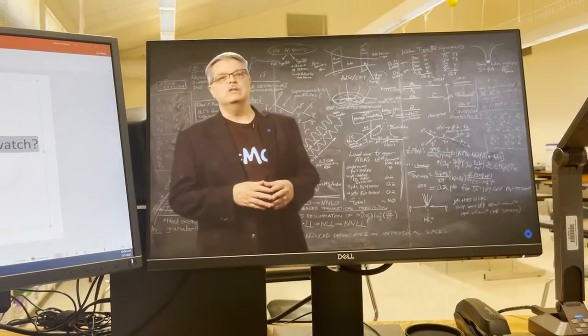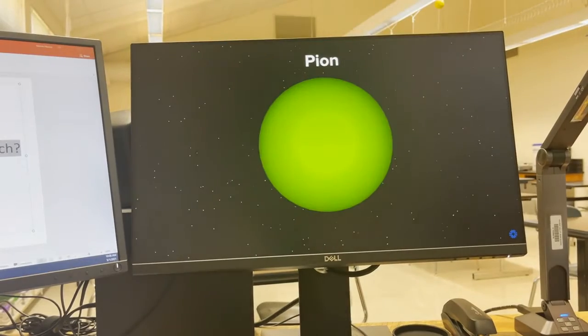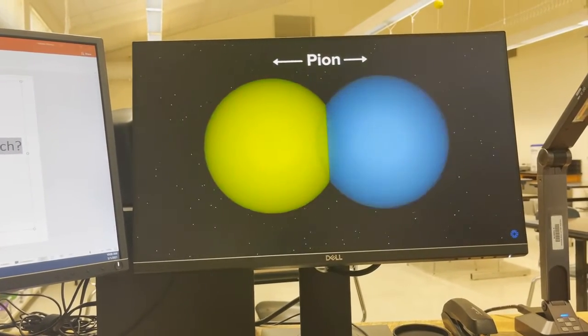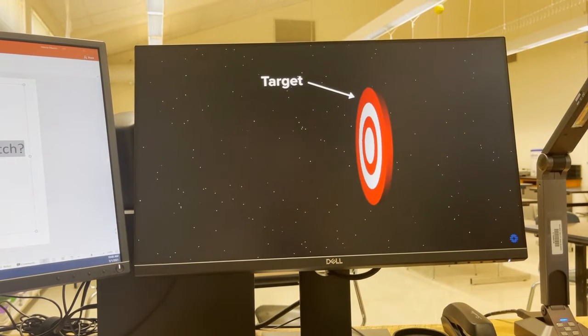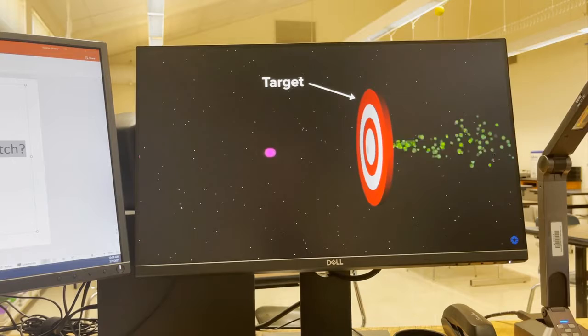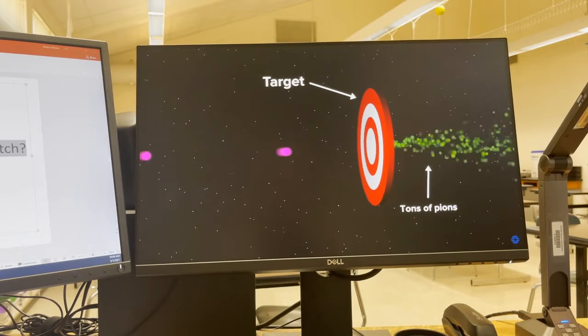To make a beam of neutrinos, you start with a beam of charged pi mesons, which we also call pions. Pions are nice because they decay essentially 100% of the time into a muon and a neutrino. It's also nice because pions are the most commonly made particle when you slam a particle beam into a target. This makes it possible to make tons of pions and, consequently, tons of neutrinos.